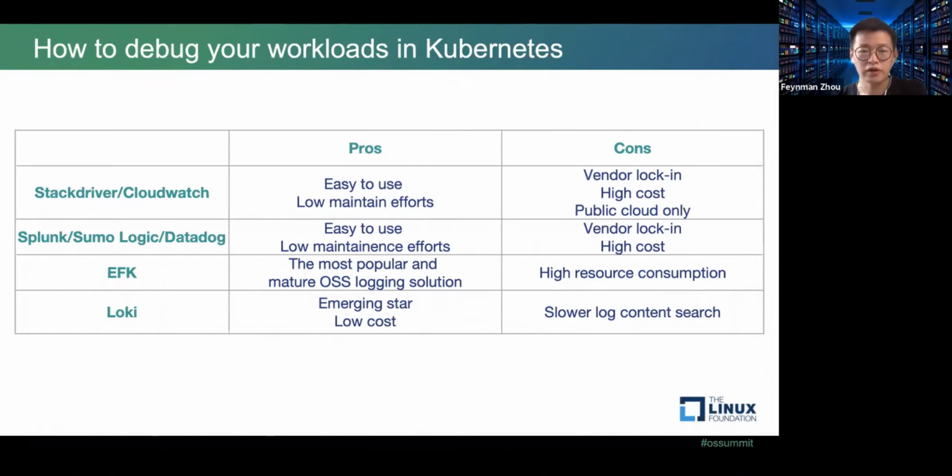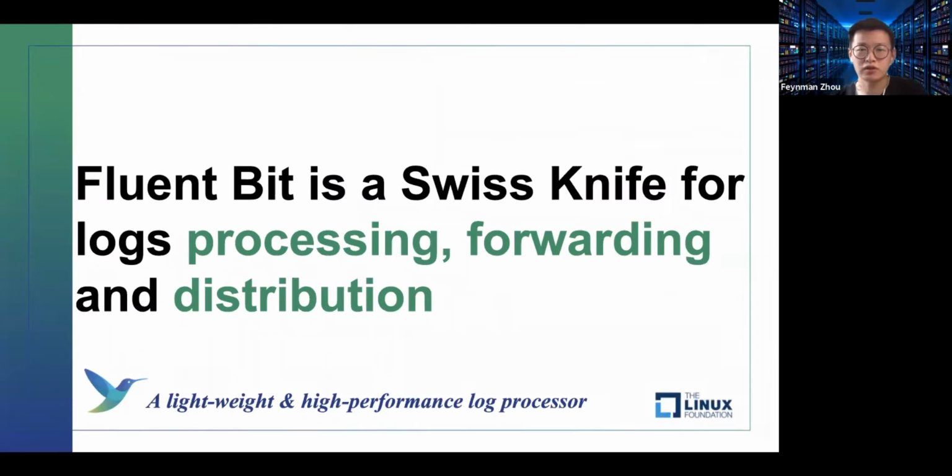Okay, Fluent Bit is a promising logging solution in the cloud native ecosystem, but it changed its license a couple of months ago. In this session, we're going to deep dive into Fluent Bit and the Fluent Bit Operator. Fluent Bit is a lightweight and high performance log processor. You can use Fluent Bit to process, forward, and distribute logs to different places. I think Fluent Bit is a Swiss knife for log processing.